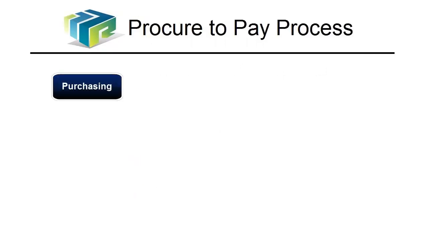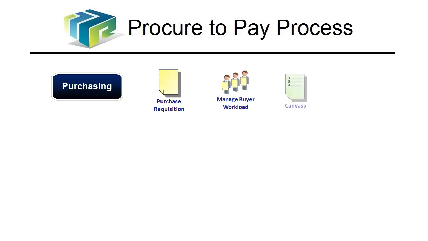The purchasing aspect of the procure-to-pay process allows you to create purchase requisitions, assign and manage buyer workloads, canvass items from supplier quotations, create purchase orders, perform approvals, while continuously tracking supplier deliveries.